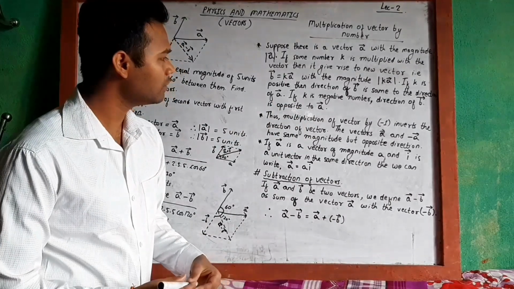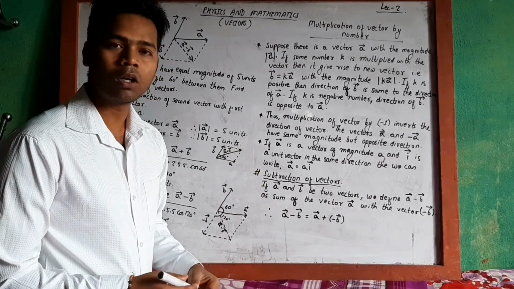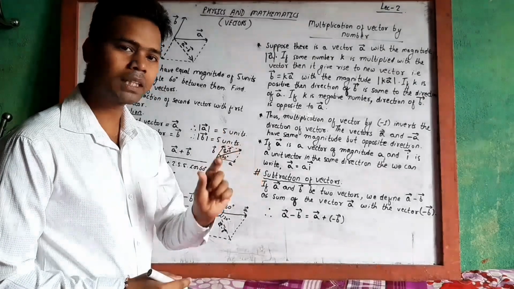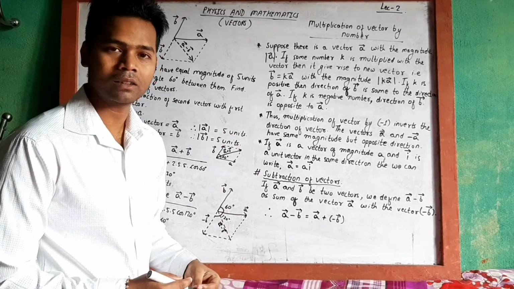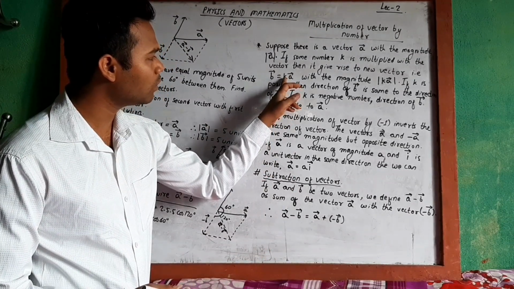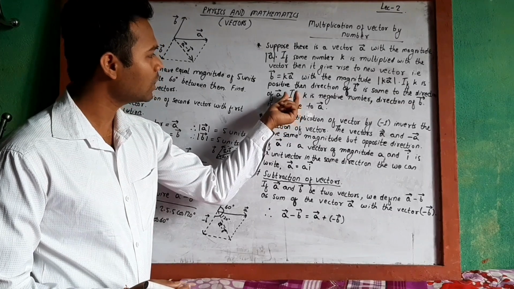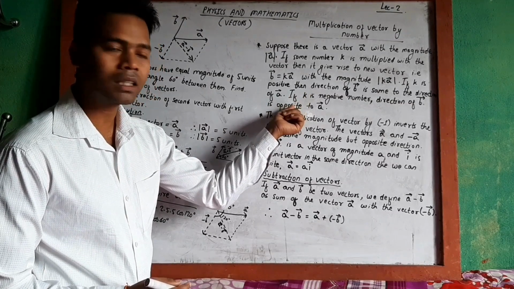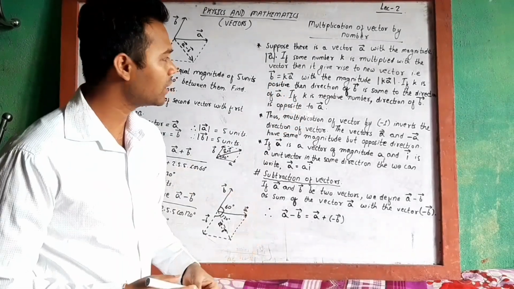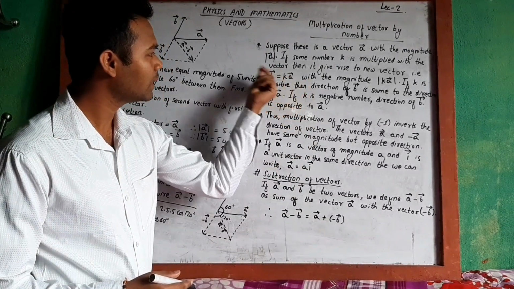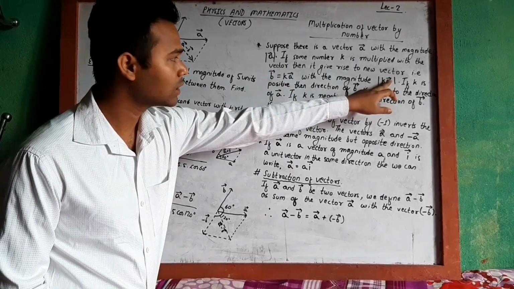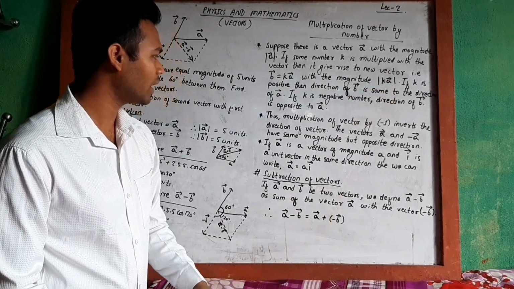That means if any number is multiplied with a vector, the number affects the magnitude and direction of the original vector. If k is a positive number, the direction will be the same as that of the original vector. If k is a negative number, the direction of the vector will be inverted, that is, in the opposite direction, and the new vector has a magnitude k times the magnitude of the original vector.